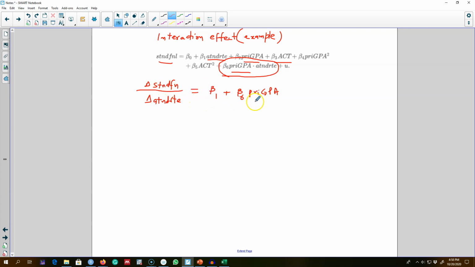We can see that it depends on prior GPA. So essentially the impact of one variable is a function of another variable. We can calculate average partial effects based on the average GPA in the sample. Let me show you this example in R.